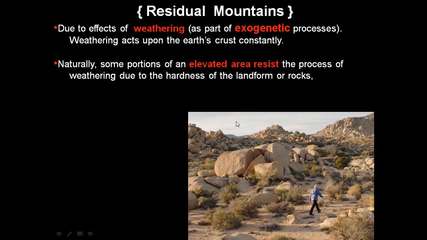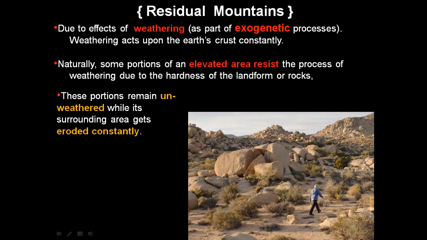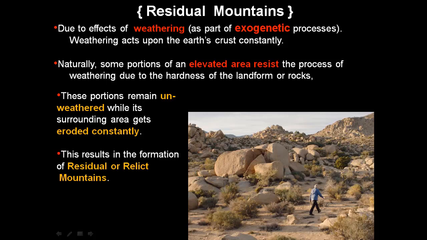As you can see in this picture, this place, the exposed rock boulder, might in the past have been covered with soft rock strata. In the course of time, due to the agents of gradation, the soft rock might have eroded by the process of erosion. But these hard rock boulders resist the process of weathering and still remain, these portions remain unweathered while the surrounding area gets eroded constantly. As a result, residual or relic mountains are formed.